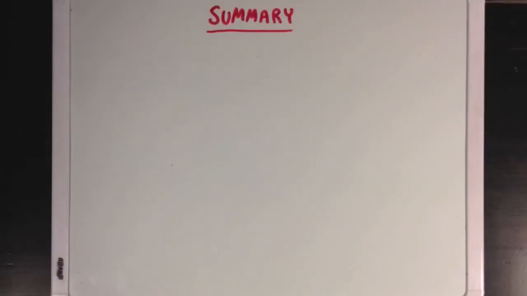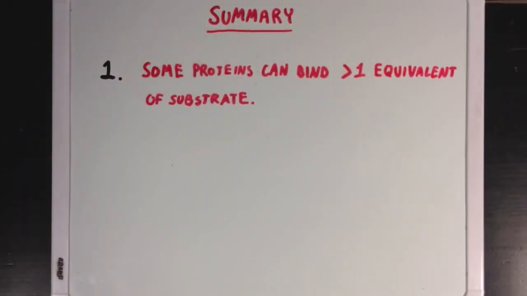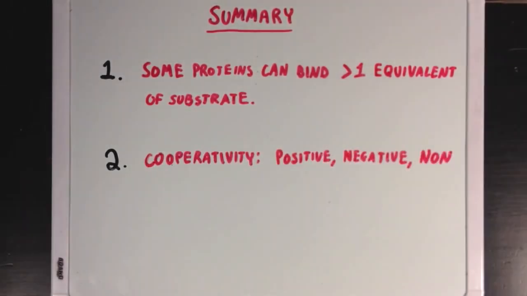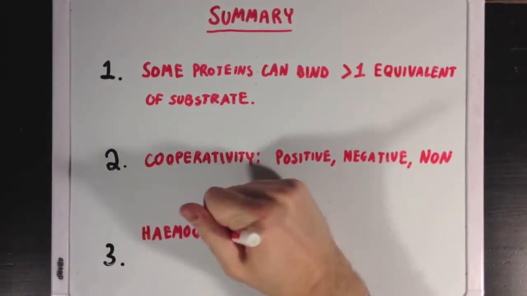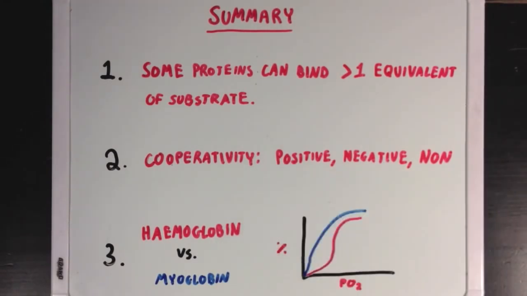So what did we learn? Well, first we learned that some proteins can bind more than one equivalent of substrate. And next, we learned that there are 3 different types of cooperativity: positive, negative, and non-cooperative. Finally, we learned about proteins that exhibit 2 different types of cooperativity, which are the oxygen-binding molecules hemoglobin and myoglobin.